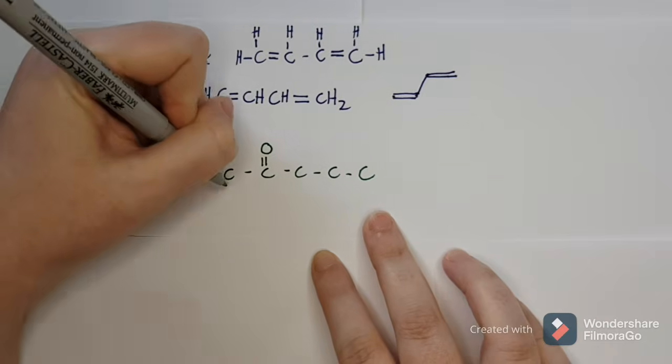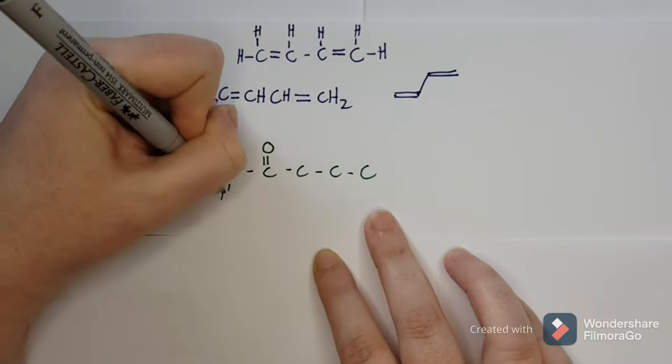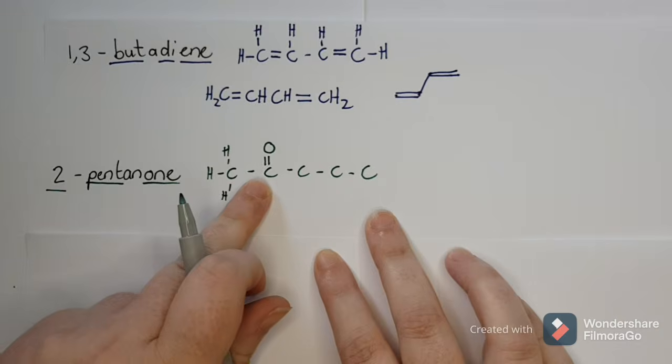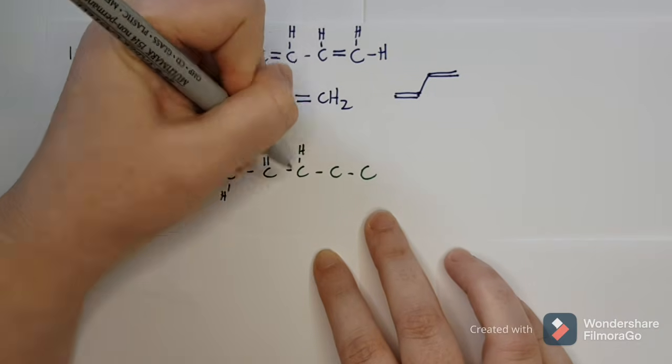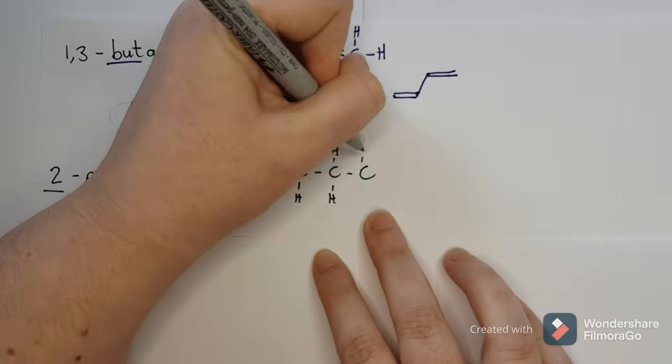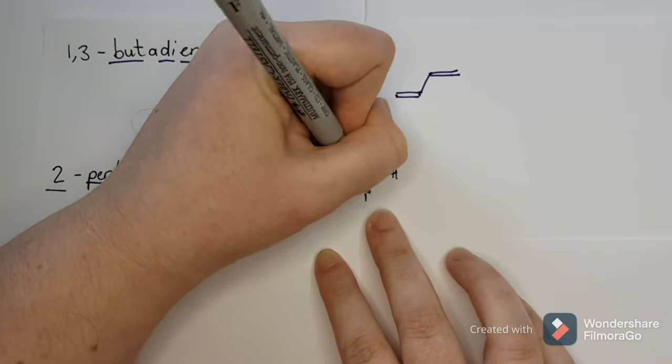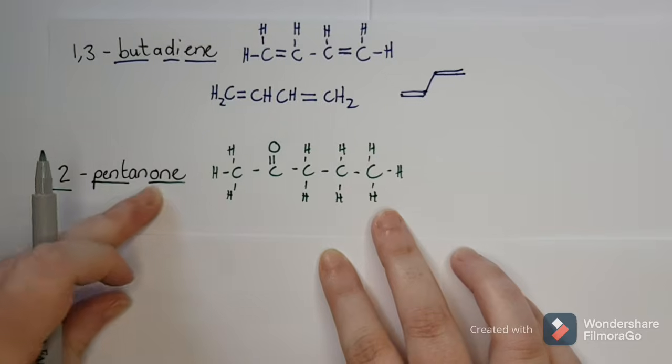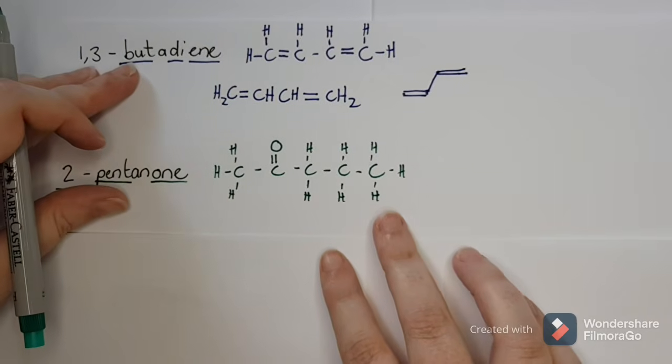And then I can fill in all the hydrogens. So this already has 4 bonds, so there's nothing there. And then on the next one, we're missing 2 and 2, and then 3. So there's my displayed formula for my ketone.